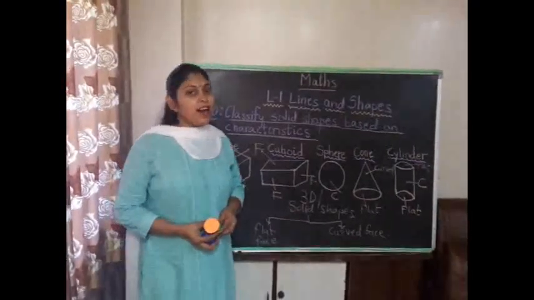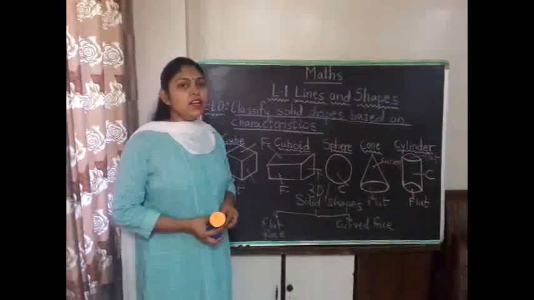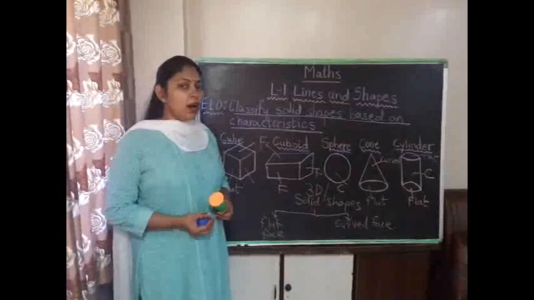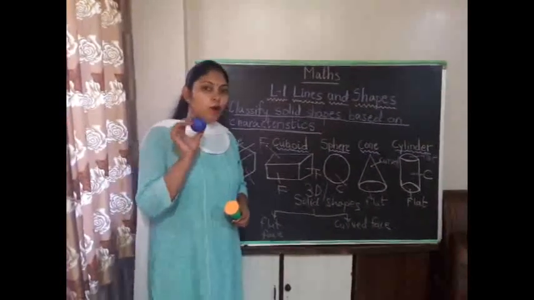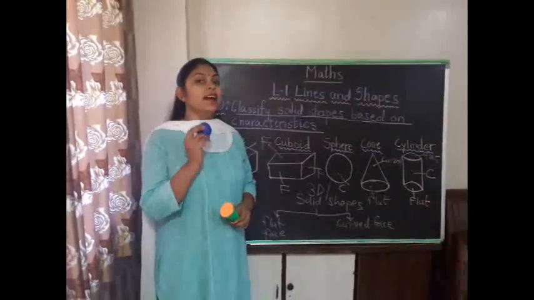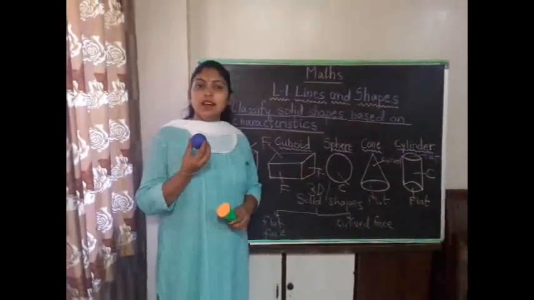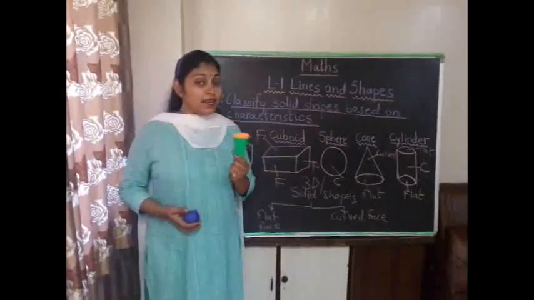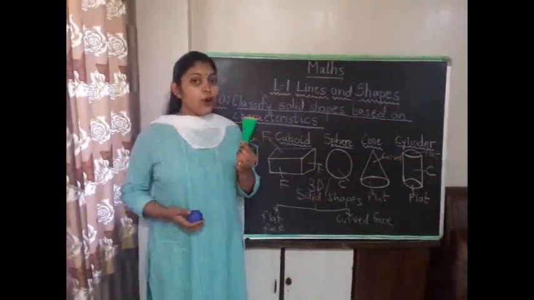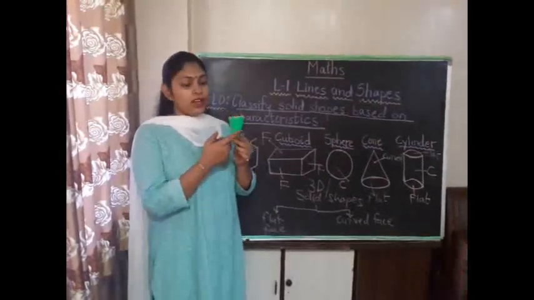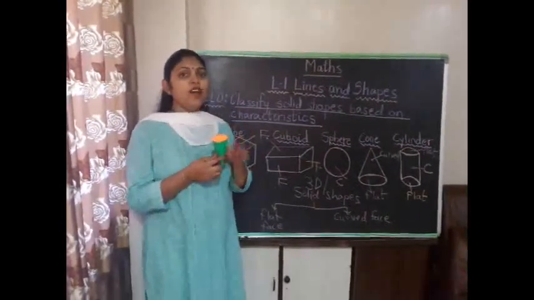So children, I think you have understood very well what a solid shape is. Now you can say the ball with which you play every day is not a circle, it is a sphere, because it is a 3D shape or a solid shape. The ice cream which you eat in a cone has two types of faces, one curved and another flat.